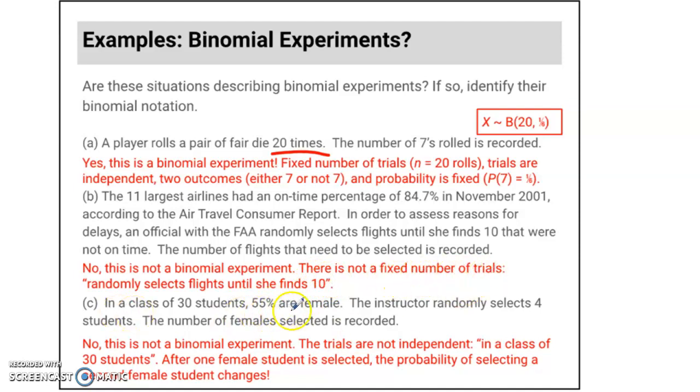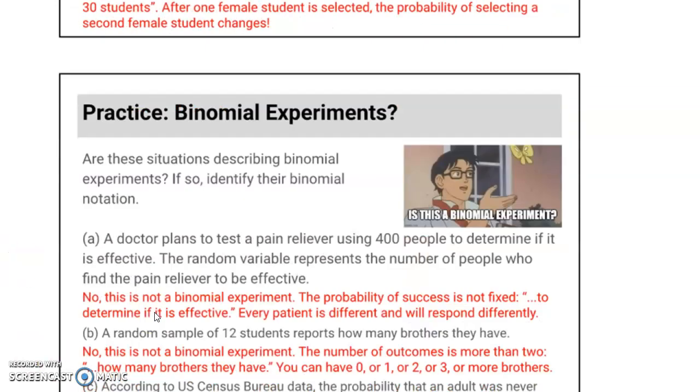For letter C, it tells you that 55% of these students are female, but the instructor is randomly selecting 4 students, 1 at a time. So that means once you pick the first student, there's no longer a 55% composition of the class, because now I don't have 30 students anymore. Now I have 29. In a very small sample like this, where I'm trying to pick individuals, that percentage is going to be changing. That percentage is going to be dependent. So we no longer consider these trials to be independent, because once you've picked a female student, the probability of selecting a female student changes.